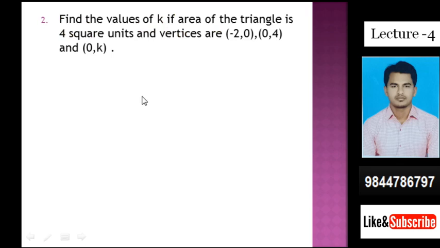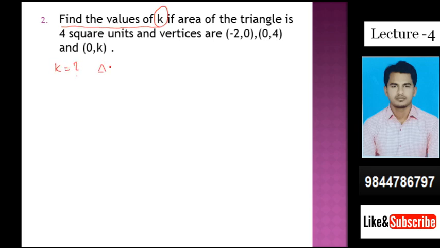Similarly, let us go with one more example. Find the value of k. Remember one thing, in the examination you should identify which type this is. Now this is our second type. We don't know k, k is equal to question mark.